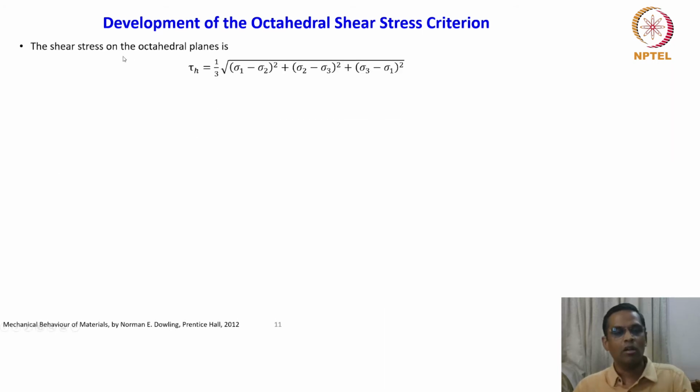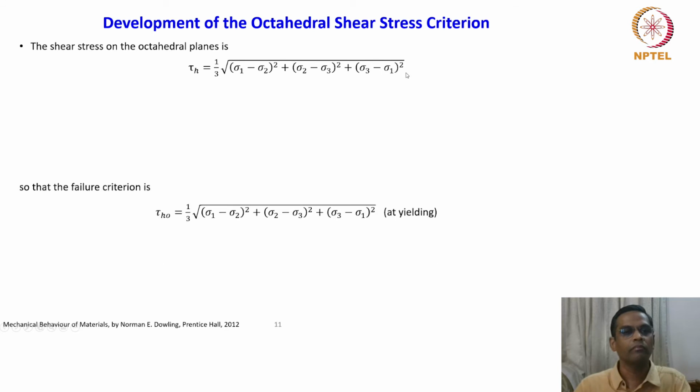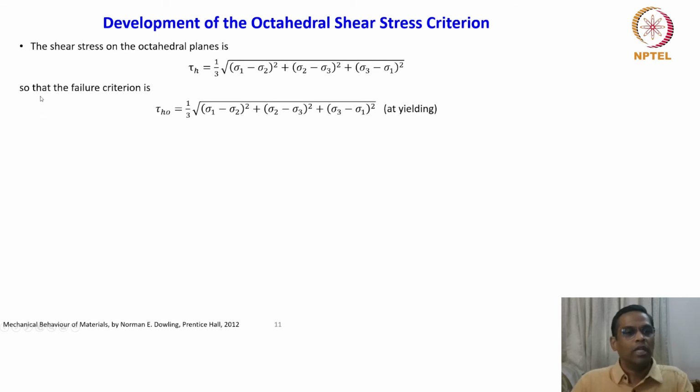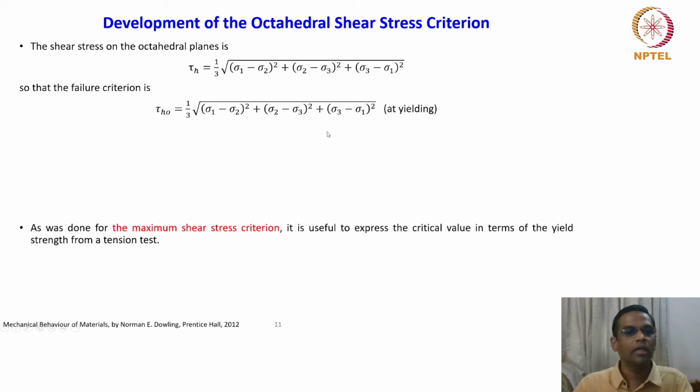So the shear stress on an octahedral plane is tau h equal to 1 by 3 times square root of (sigma 1 minus sigma 2) square plus (sigma 2 minus sigma 3) square plus (sigma 3 minus sigma 1) square. So the failure criterion is tau h naught equal to 1 by 3 times square root of (sigma 1 minus sigma 2) whole square plus (sigma 2 minus sigma 3) whole square plus (sigma 3 minus sigma 1) whole square at yielding. Okay.